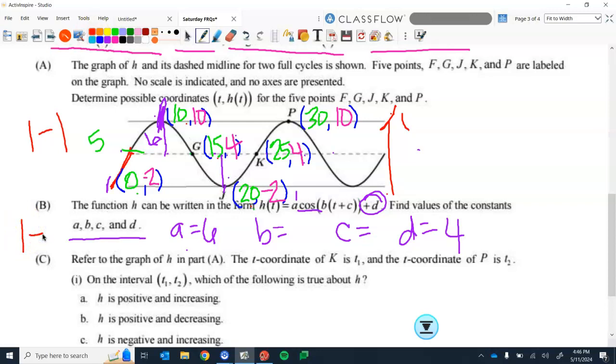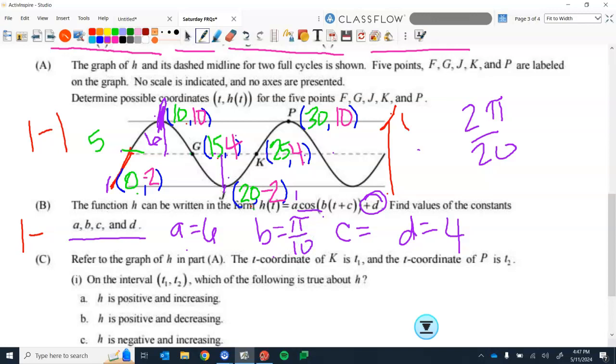All right. Then I have to get B and C. Well, B is right here, and that is related to the period. So the period we already said was 20, so I take 2 pi divided by 20. That leaves me with pi over 10.